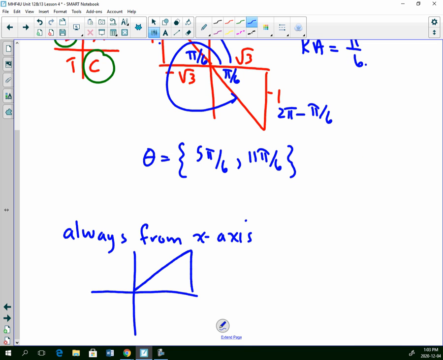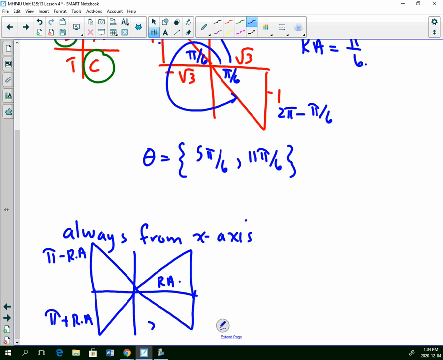So in quadrant 1, it'll just be the related angle, whatever it is. In quadrant 2, it'll be pi minus the related angle. In quadrant 3, it'll be pi plus the related angle. In quadrant 4, it'll be 2 pi minus the related angle. So it's pretty easy to find. If you were going in the negative direction, you would just go the opposite way. We'll look at some of those later. Okay, so that's finding angles given ratios, arcs.